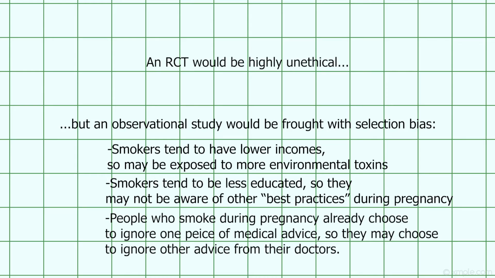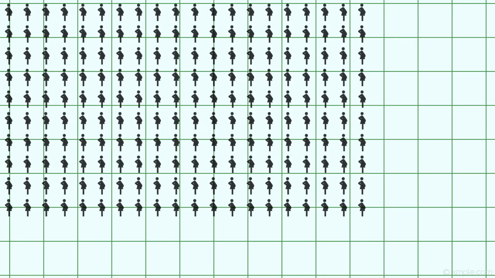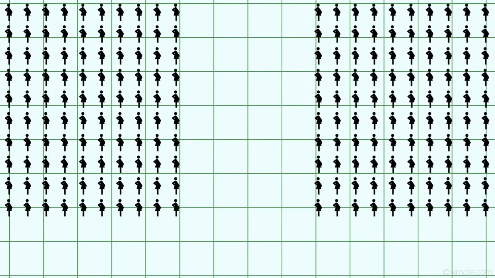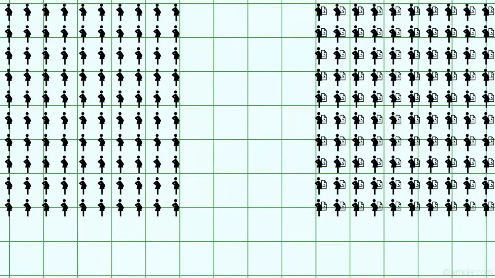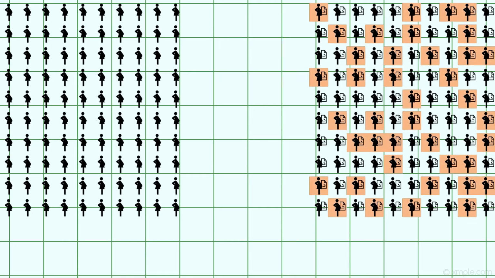One possibility is what's called an encouragement design. Let's say we have 200 pregnant women who are all smokers. We pick 100 of those women at random and give them each a pamphlet describing the dangers of smoking during pregnancy and a free 9-month supply of nicotine gum to help them quit. Then we follow them for the next 9 months. In the group that received the encouragement, let's say 40 women quit smoking, and in the group that didn't receive the encouragement, only 10 women quit smoking.